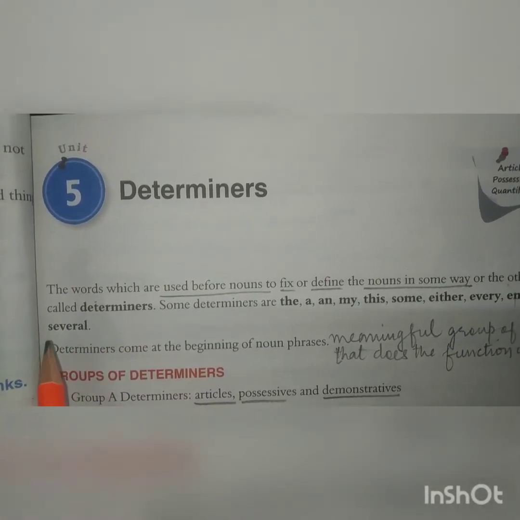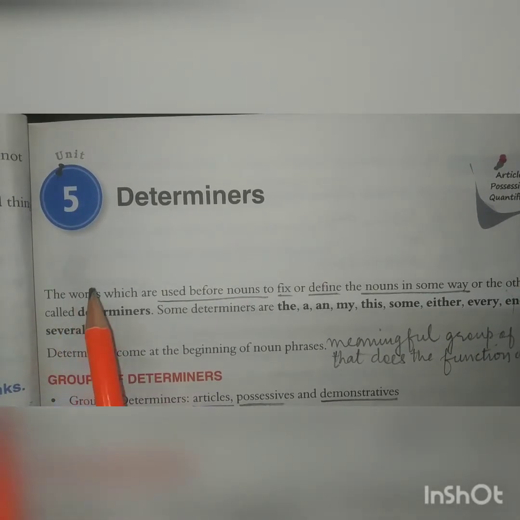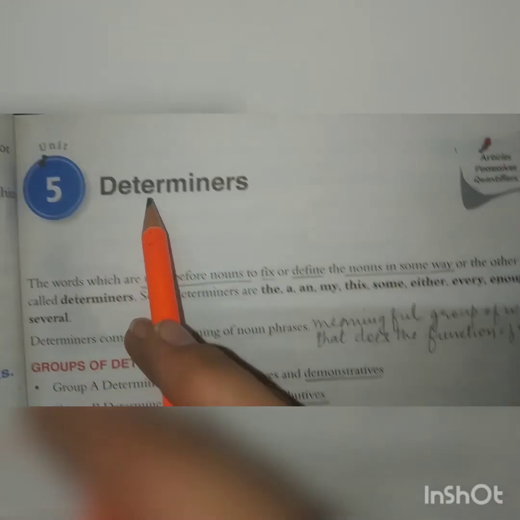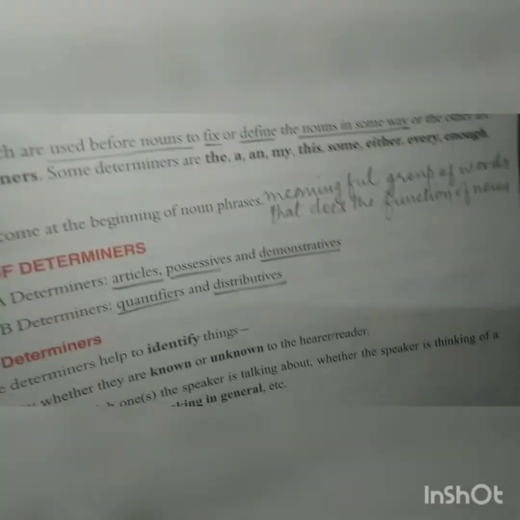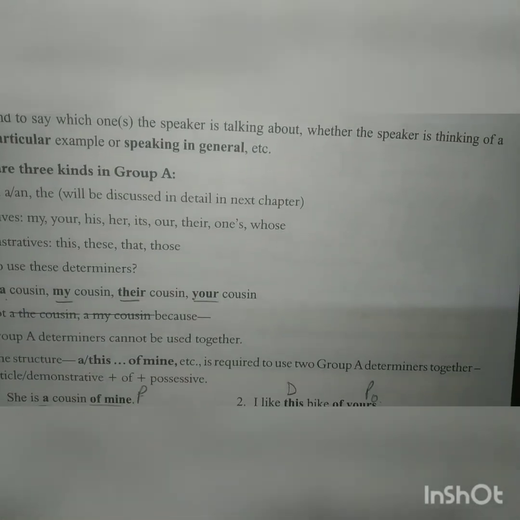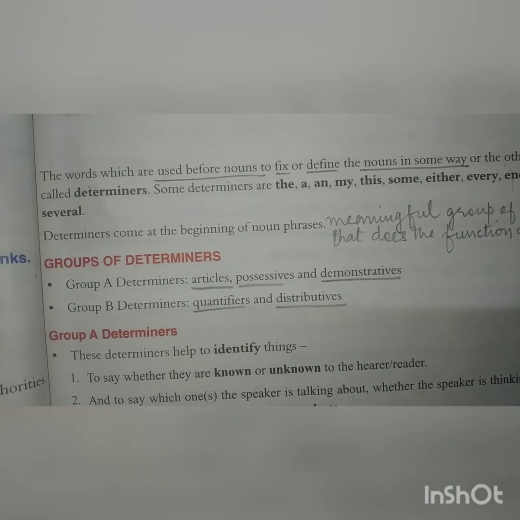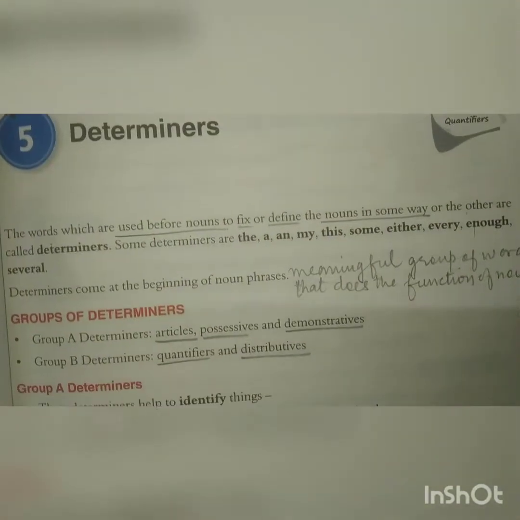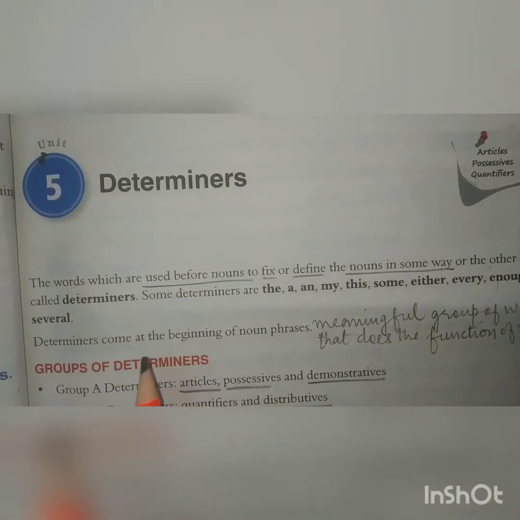Good morning, class 7th. Today we are going to start with chapter 5 of your grammar, determiners, at page number 33. Please open your grammar books at page number 33, determiners.